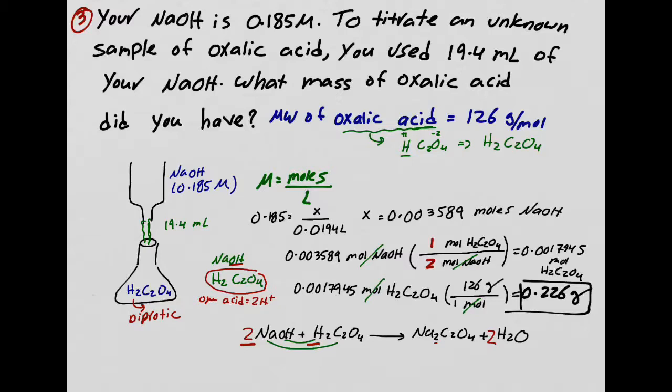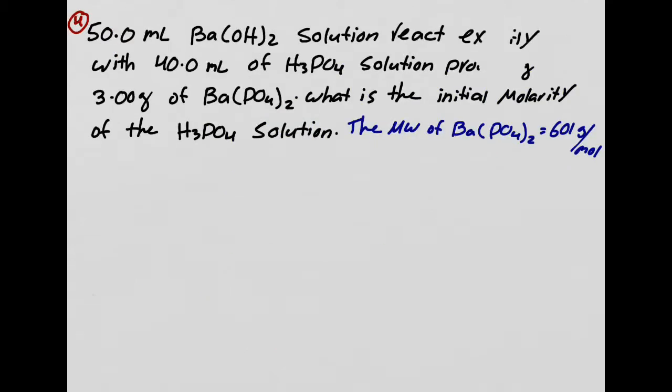So far, so good? All right, ready for the last problem? Let's do this. I have 50.0 milliliters of barium hydroxide solution that reacts exactly with 40.0 milliliters of phosphoric acid, producing 3.00 grams of barium phosphate. What is the initial molarity of phosphoric acid?